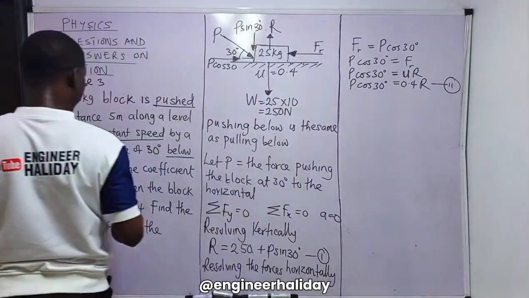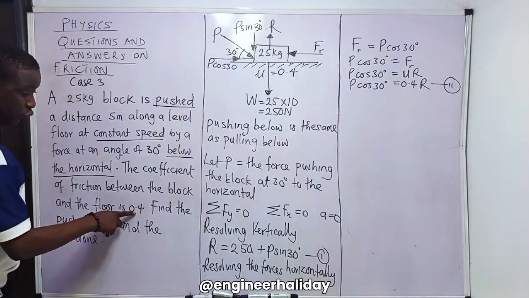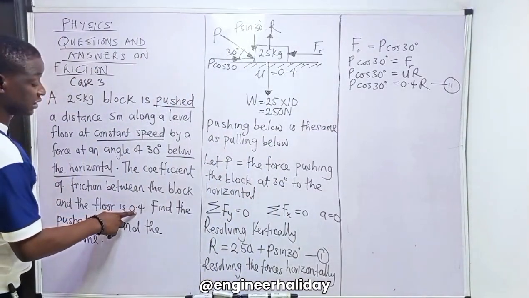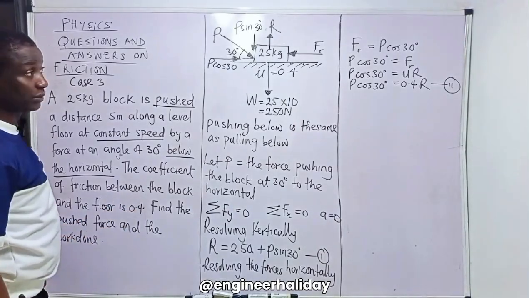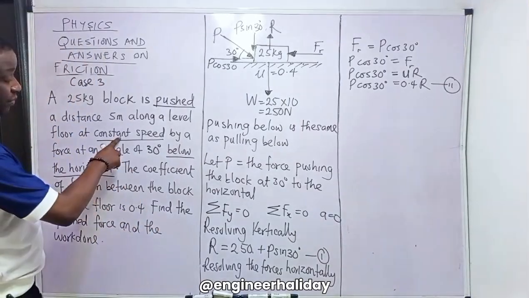Now, listen very well. We are given a coefficient of friction, which is 0.4. That should be the coefficient of static friction because of this statement.